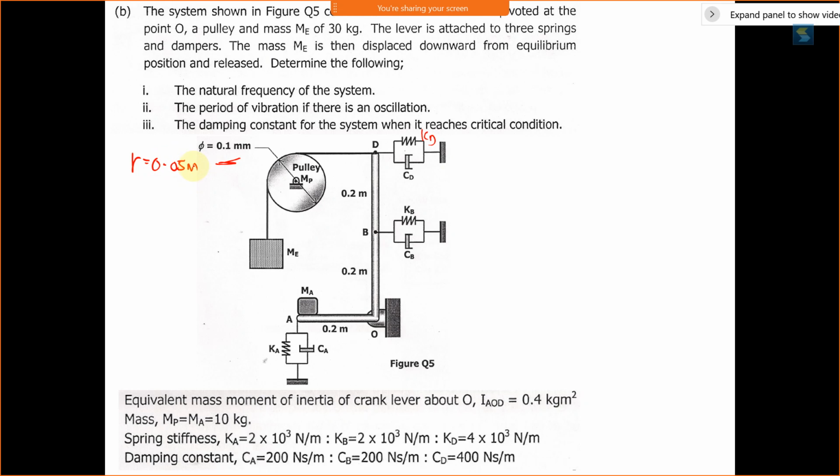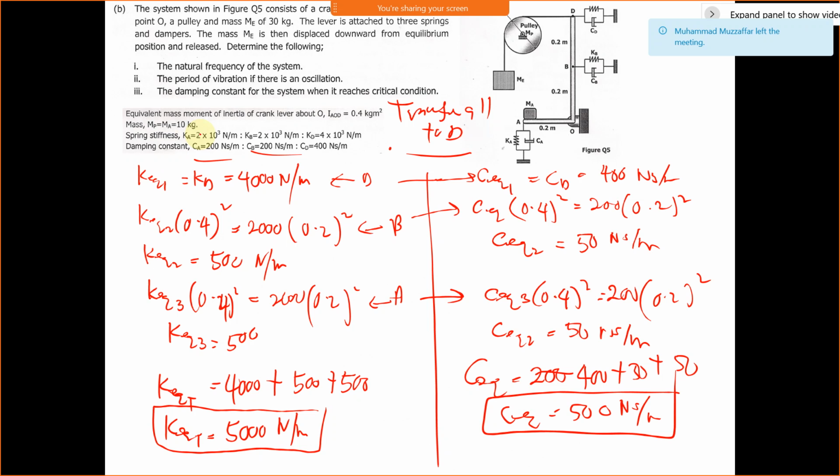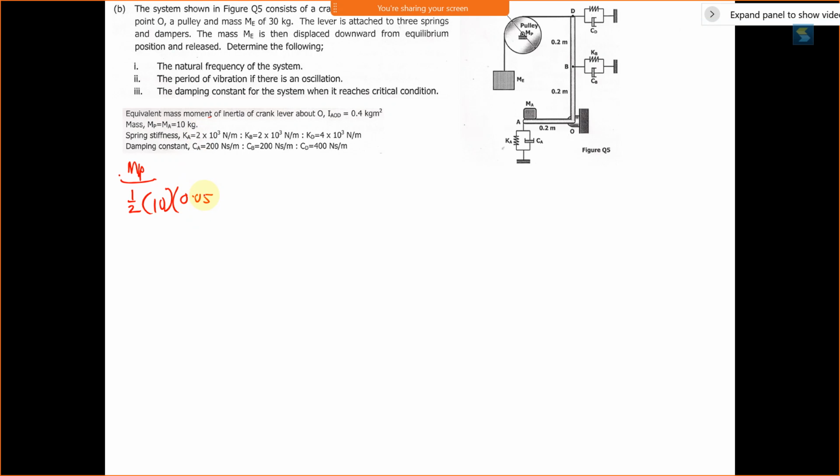millimeter. Small. 0.05 millimeter. So 0.05 times 10⁻³ squared equals M equivalent 1 times 0.05 times 10⁻³ squared. So cancel out here, then we will get M equivalent 1, for MP equals 5 kilogram.